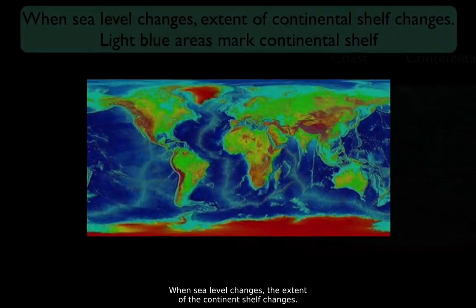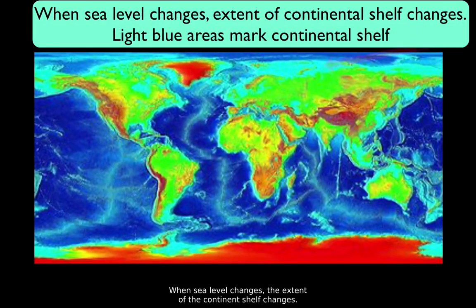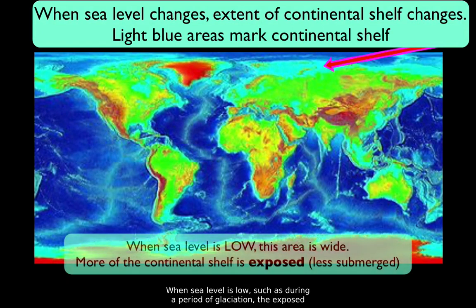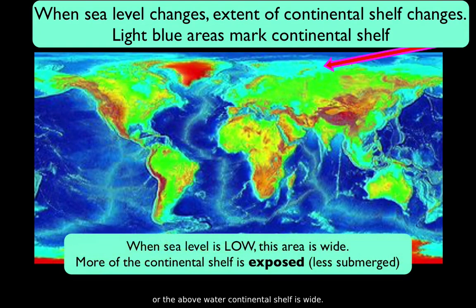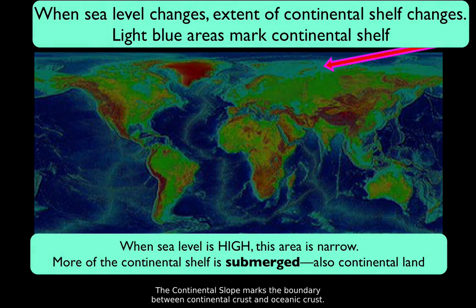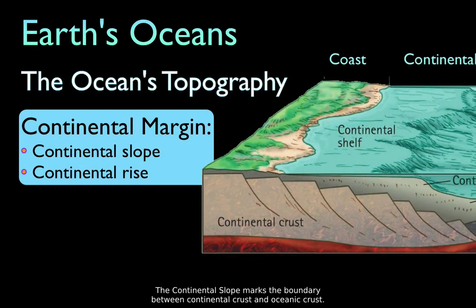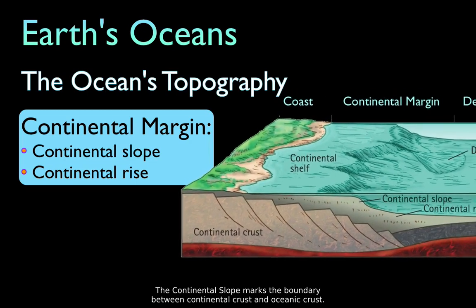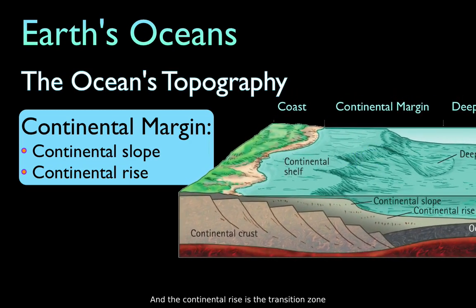When sea level changes, the extent of the continental shelf changes. When sea level is low, such as during a period of glaciation, the exposed, or above water, continental shelf is wide. Less of the continental edge is submerged. When sea level is higher, as when ice caps and sea ice melt, the exposed continental shelf narrows. More of the continental edge is submerged. The continental slope marks the boundary between continental crust and oceanic crust. And the continental rise is the transition zone between the continental margin and the deep ocean floor.